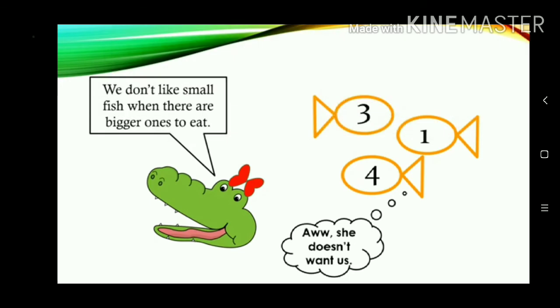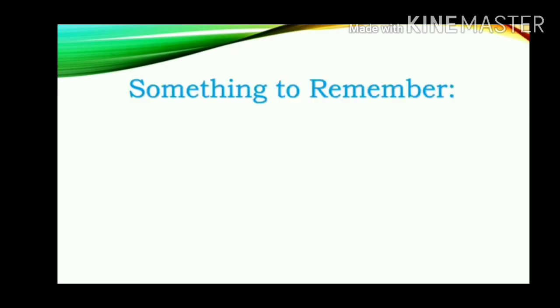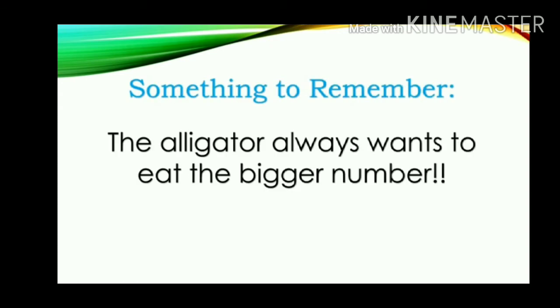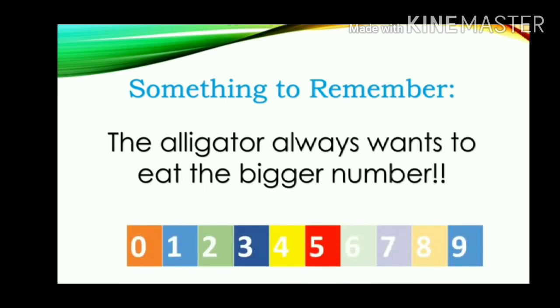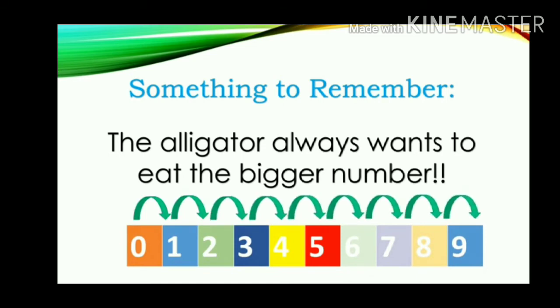Oh, she doesn't want us. So we always want the bigger number. The alligator always wants to eat the bigger number. So they like to eat the bigger number always. They don't like the smaller number. So see here, the alligator always likes the bigger number.